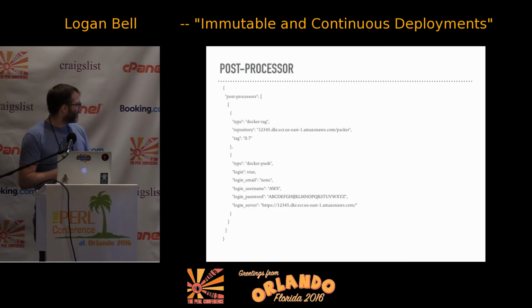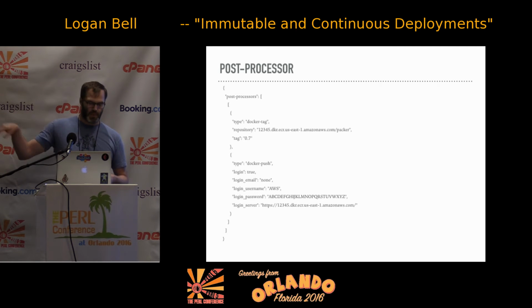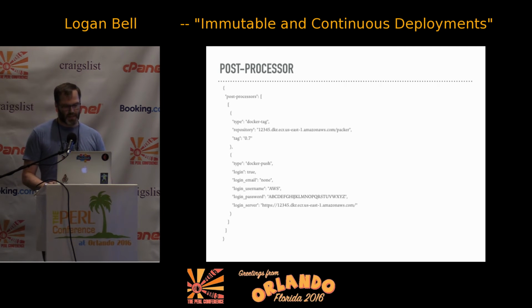Here's another one. This one's really hard to read, I'm realizing, but basically this is a post-processor that takes a Docker image after you've saved it, and let's say you want to push it out to a Docker repository. This one's using the Amazon ECS service, so you can put it out there on Amazon ECS, and then you let ECS take it and deploy it for you.